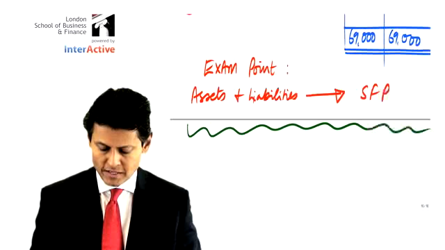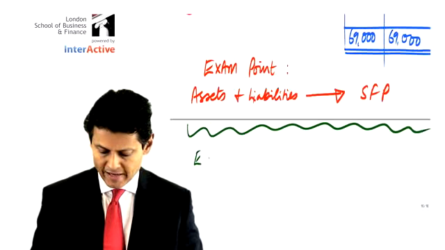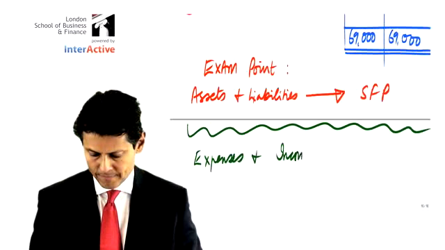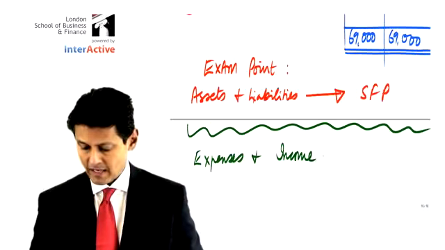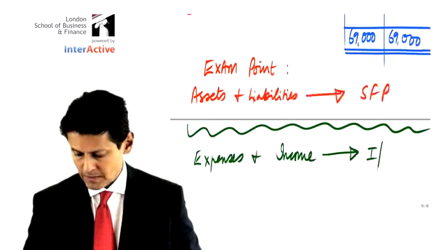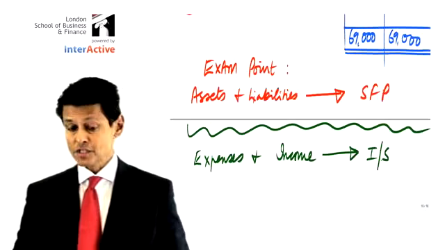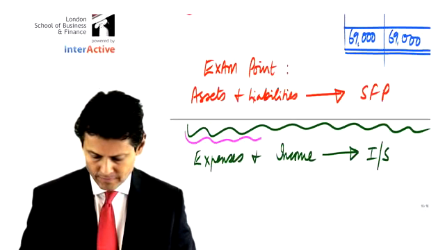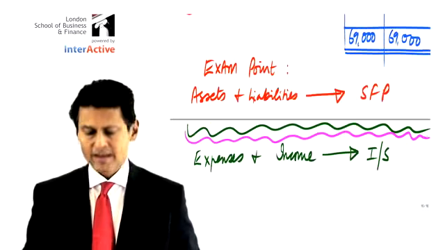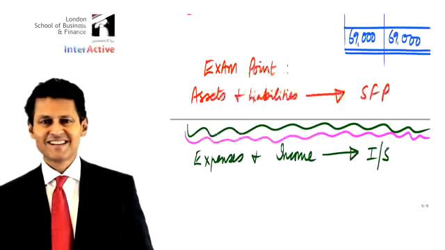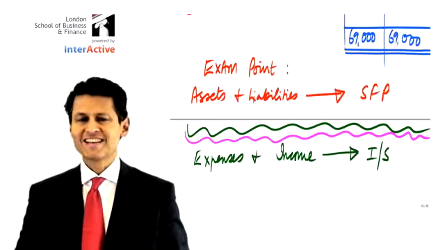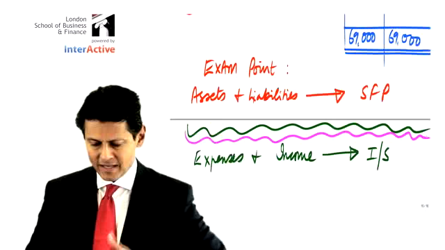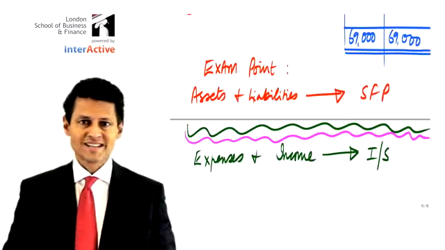Quite different, of course, is the fact that expenses and income, that kind of thing, go to the income statement. Weaker students are stuck somewhere in this area. In other words, not sure whether something goes to the statement of financial position or whether it's income statement. Clearly, you must be crystal clear about which one is which.